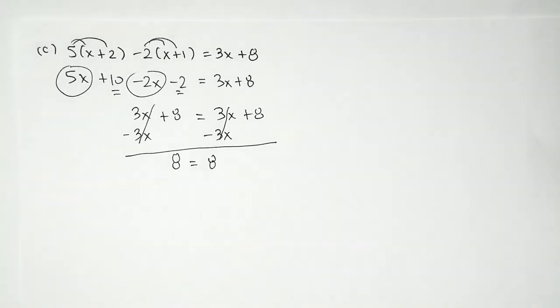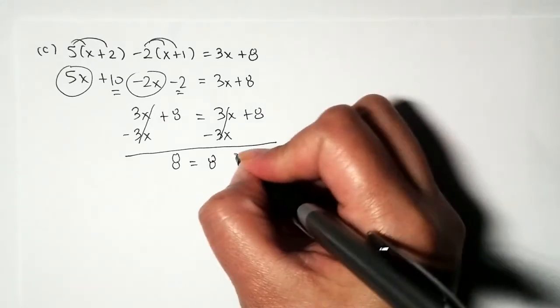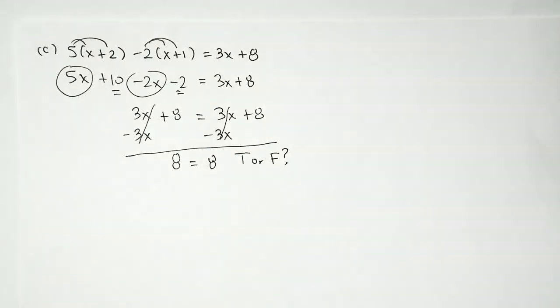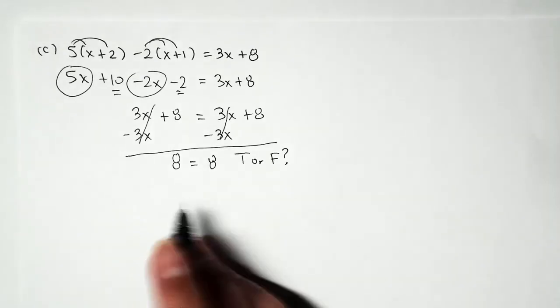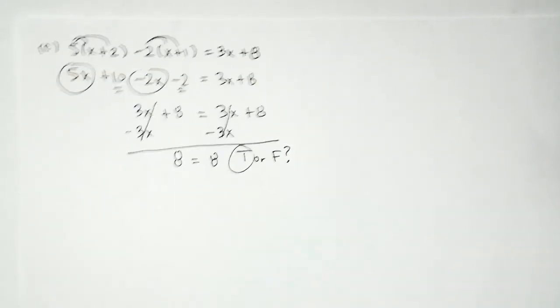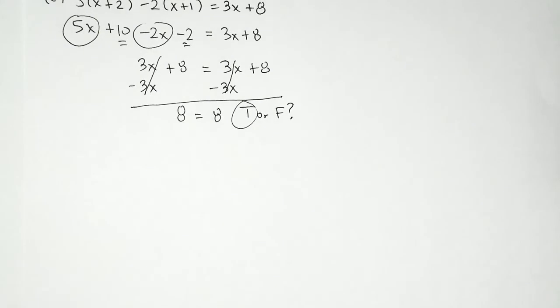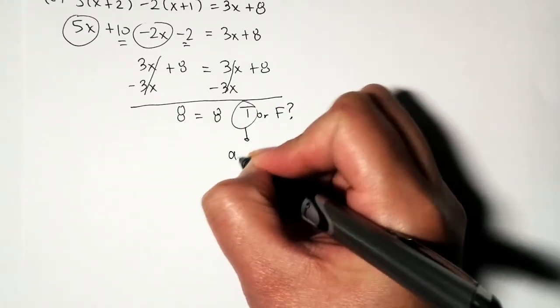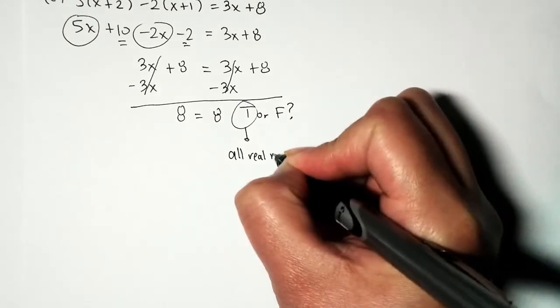So when we're solving equations, if all the variable terms cancel out, I need you to ask yourself, do I have a true or false statement? Okay, do I have a true or false statement? Last time I checked, 8 does equal 8. So we have a true statement. So the moral of the story is this: when we're solving an equation, if the variables cancel out and we end up with the true statement, then the solution set is given by the set of all real numbers.